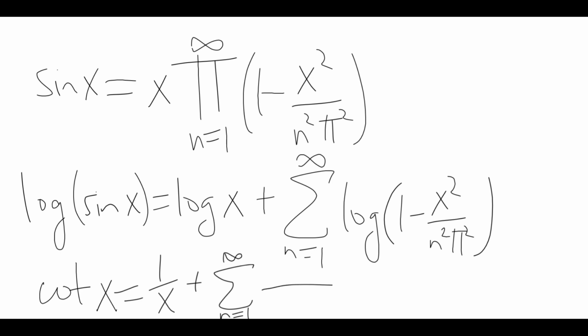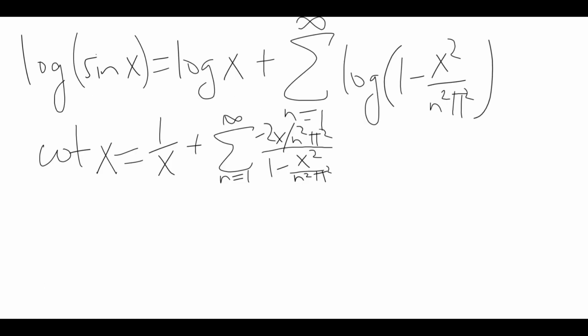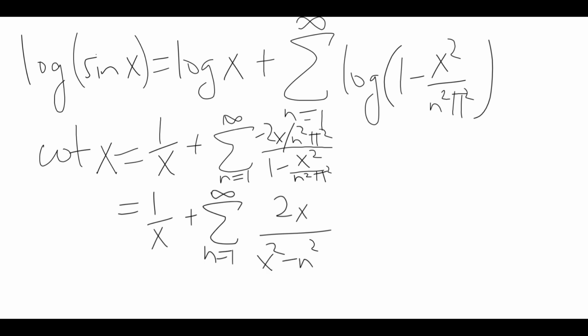of, well, we have 1 over 1 minus x squared over n squared pi squared, and then multiplied by the derivative of that, which is negative 2x over n squared pi squared. Okay, so that's a bit of a mess, but it simplifies pretty nicely. So we can multiply the top and bottom by n squared pi squared and also flip the signs. So we end up with 2x over x squared minus n squared pi squared.